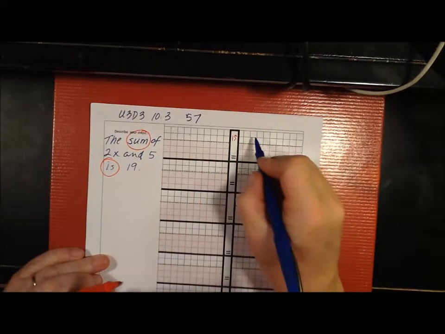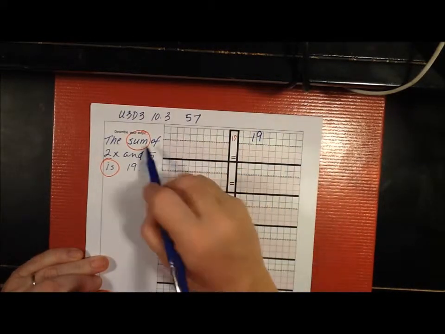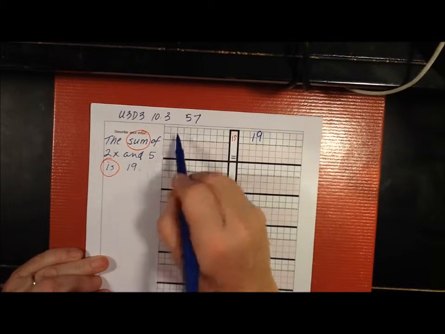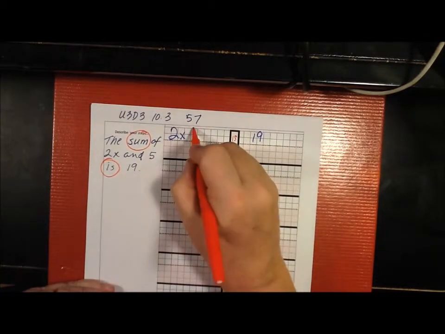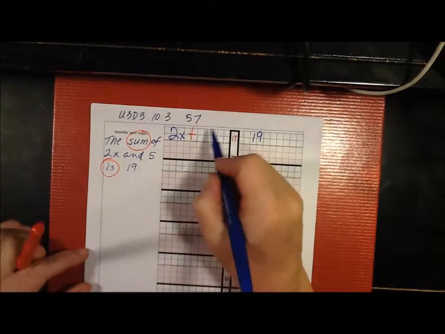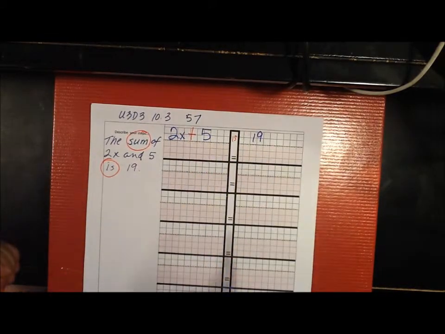19 is going to be on the other side. And remember, sum tells me to take this and this and add them together. So 2x plus 5 equals 19. So now we're ready to do the mechanical part of it.